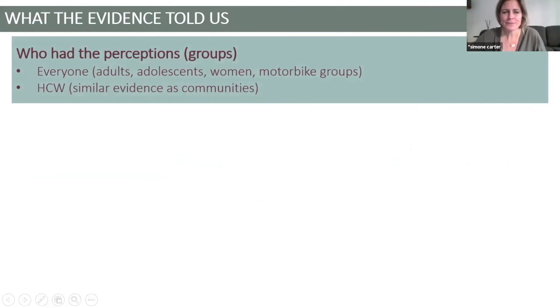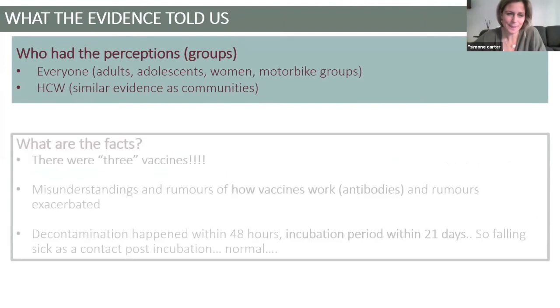So what did the evidence really tell us? So first of all, it was present in all groups. It wasn't one particular group. There were adults, adolescents, women, motorbike groups. Everybody was seeing these same rumors. Even healthcare workers were reporting the same. So we were seeing it as well among them.